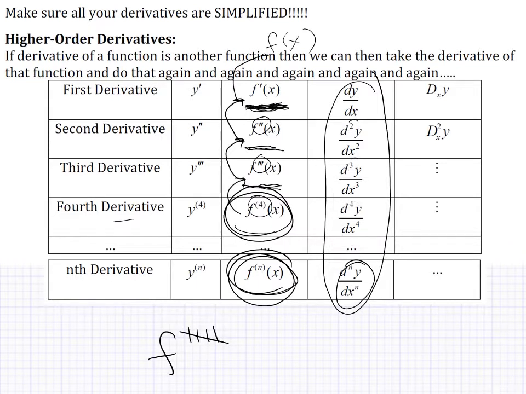Let me erase. So take a closer look to why we have this here. We could use this operator notation, but we're not going to. We talked about how we're really not going to see that notation right now, but we could in the future.